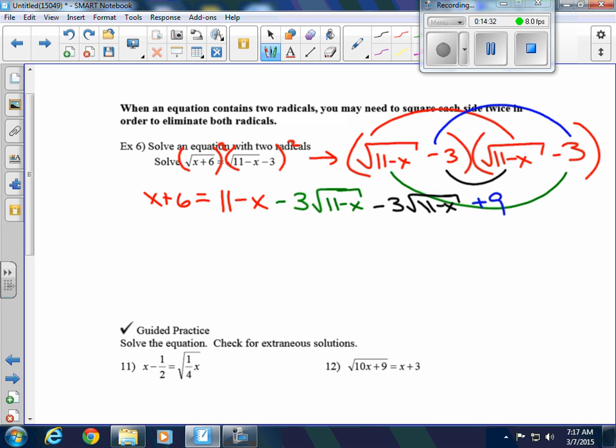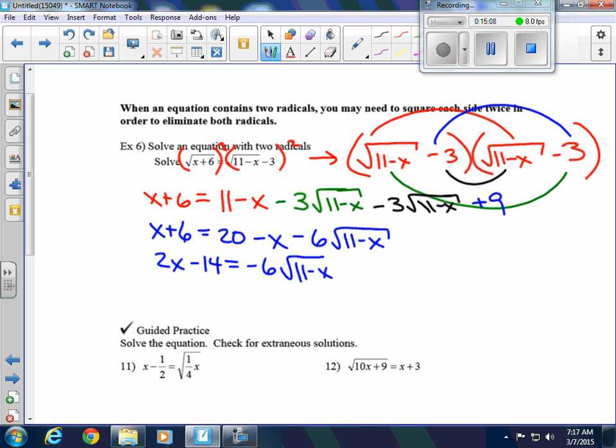So now what we're going to do is simplify this. So really what we just did was FOIL the right side. So we're going to have, and I'm just going to leave this over here for right now, x plus 6, and I'm going to simplify everything over here. I have 11 and a plus 9, so that's going to give me 20 minus x, and then minus 6 of the square root of 11 minus x. So let's move the 20 and the negative x over. So that's going to give us 2x minus 14 equals negative 6 square root of 11 minus x.